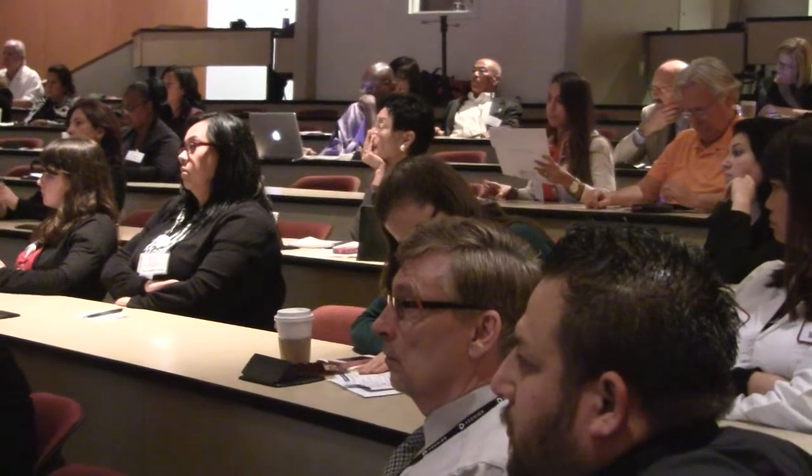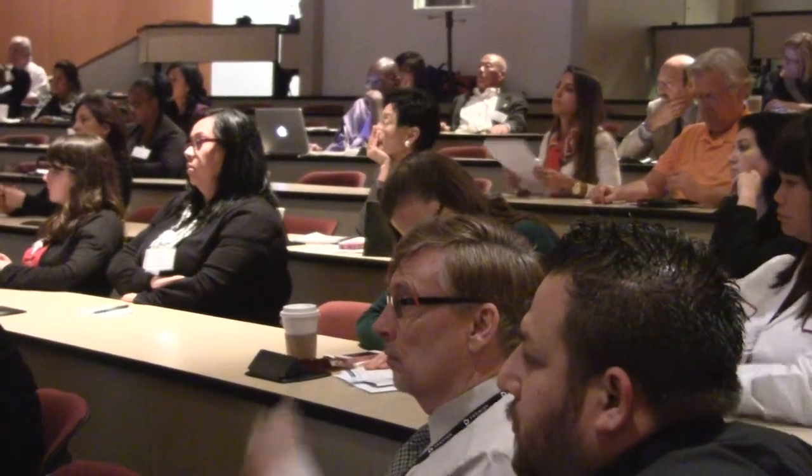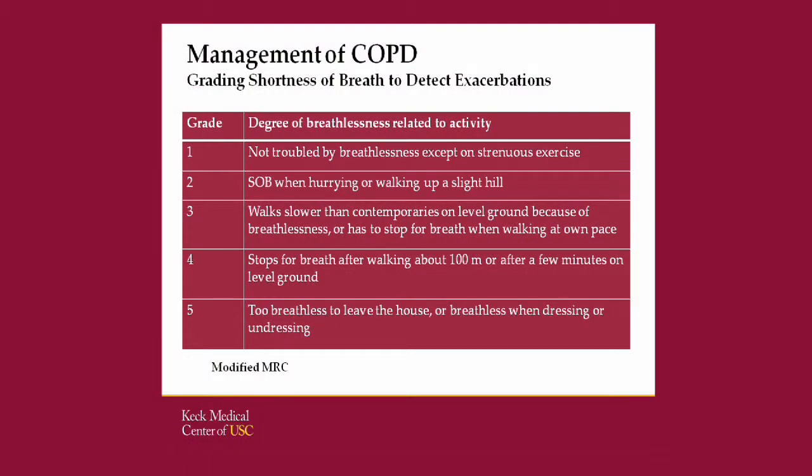But we talked about symptoms. What are symptoms? A lot of times when patients come through, we'll say, are you short of breath? But are we qualifying what those symptoms are? This is a grading scheme for shortness of breath to detect exacerbations, for assessing how the day-to-day function is. A grade one is that you're not troubled by breathlessness, except on strenuous exercise. It goes to the more severe, where you're too breathless to leave the house or breathless when dressing or undressing, and everything in between.